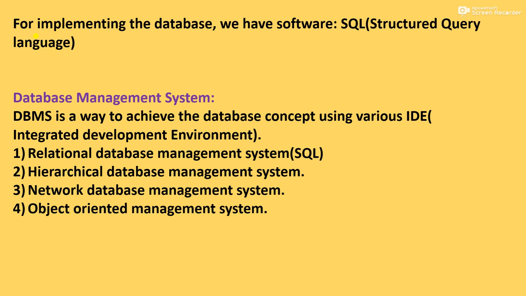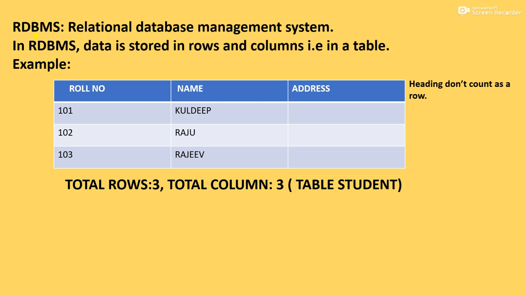Now you can see this concept we can achieve by an integrated development environment. First, we are using the relational database management system. Basically, a relational database management system contains a combination of rows and columns, which we will see. We have hierarchical database management system also, network database management system, and object oriented management system. Now let's see what is in your syllabus, students, that is relational database management system. Today we will do the practical also.